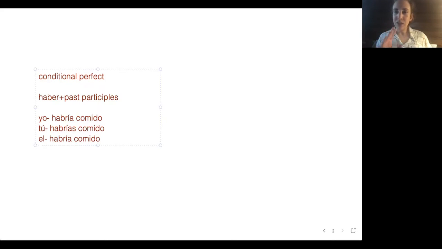Okay, so when you're using this, it is usually something that you didn't do. Okay, somebody did something different. Okay, so that is with conditional perfect. Okay, another thing that you're gonna see during this week is past subjunctive.